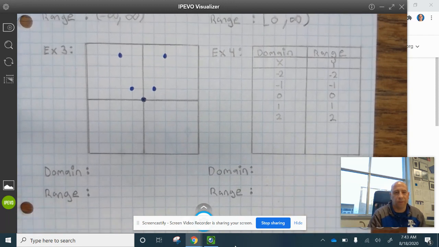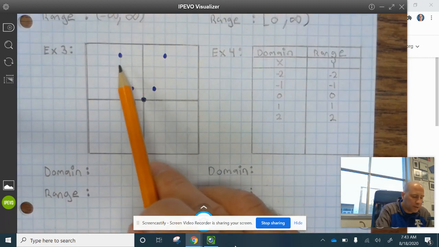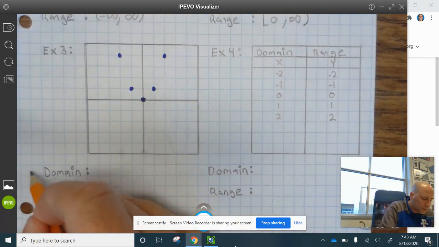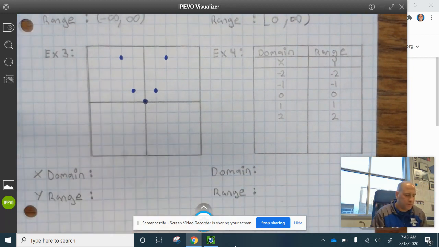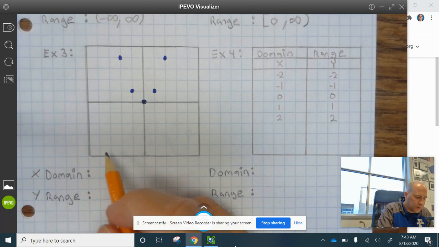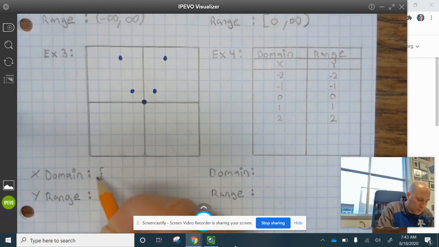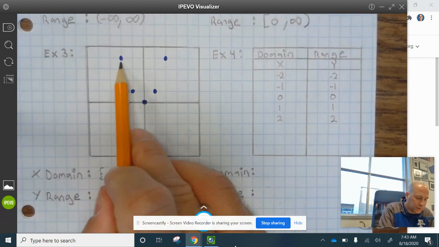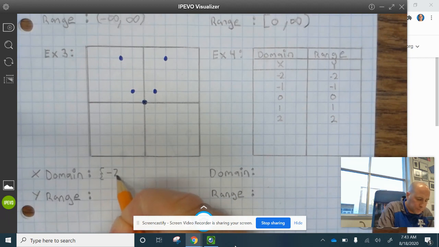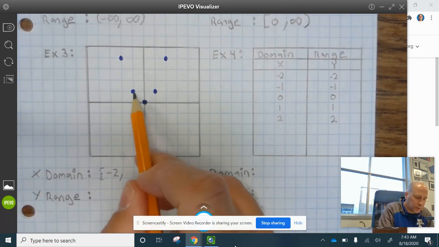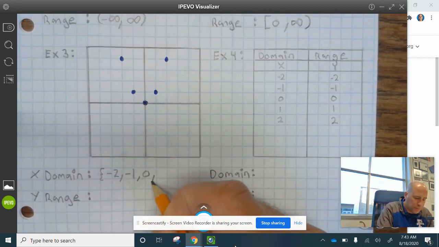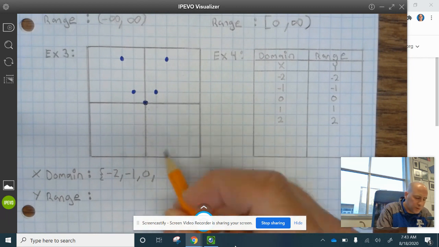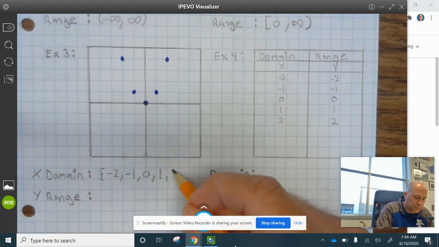All right, example 3. Now domain, when it's not connected and just points, the domain are the x values and the range are the y values. So we're going to start from left to right. So the x value at this point is negative 2. The x value of this point is negative 1. The x value of this point is 0. The x value of this point is 1. The x value of this point is 2.